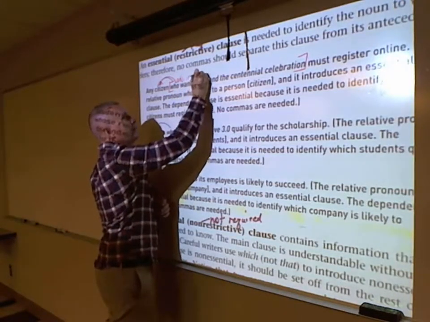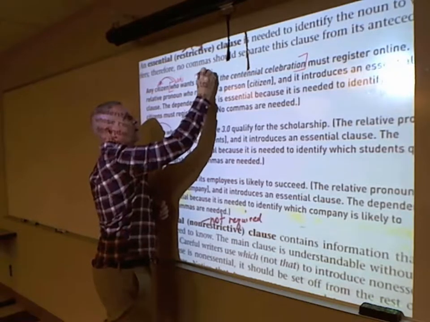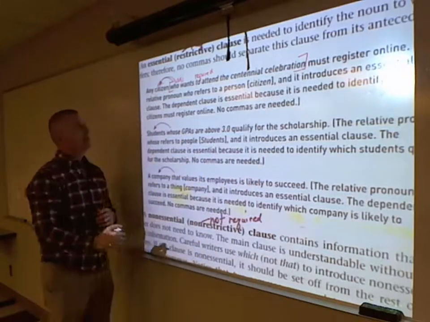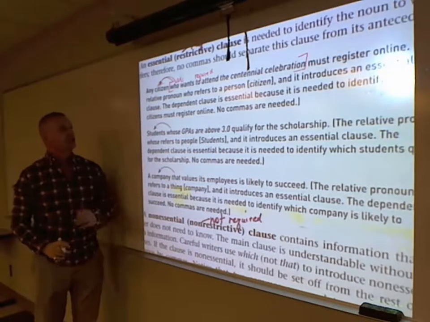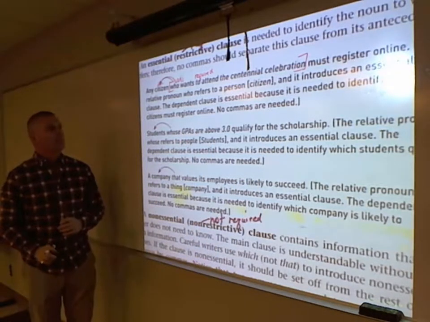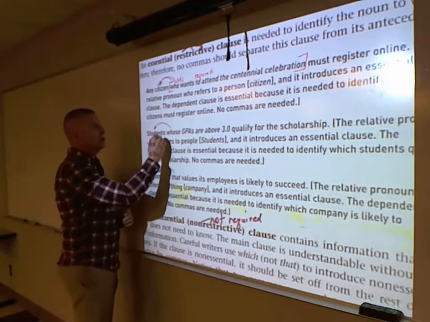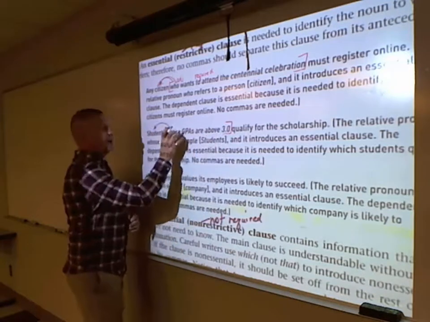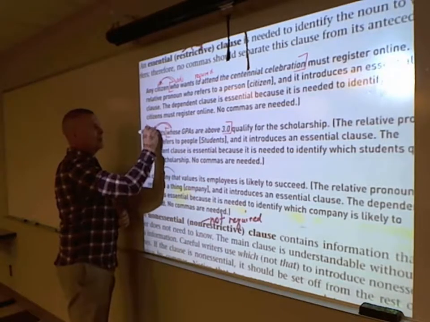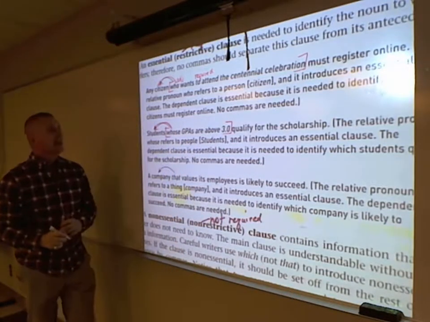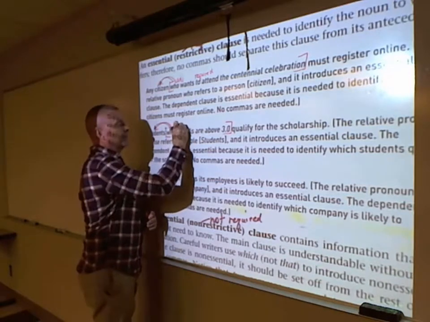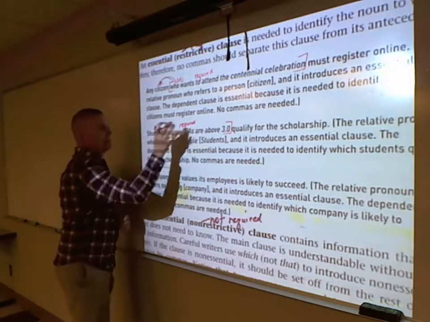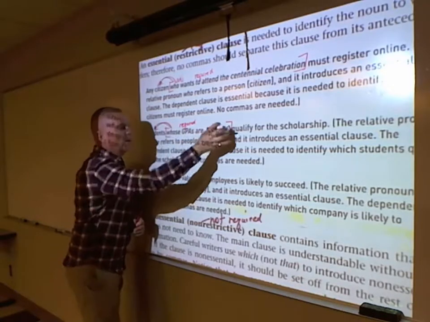Students whose GPAs are above 3.0 qualify for the scholarship. So whose GPAs are above 3.0? There is the adjective clause that refers to students, and it's required. So we don't use commas. That clause is required, so we're not going to offset it with commas. Which student? The one whose GPA is above 3.0, that student will qualify for the scholarship.